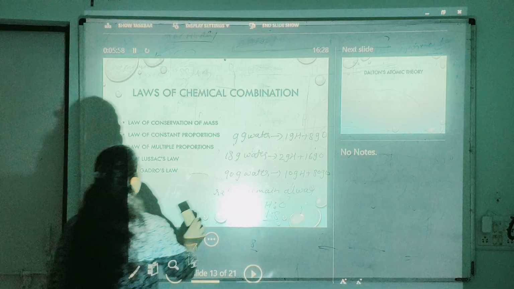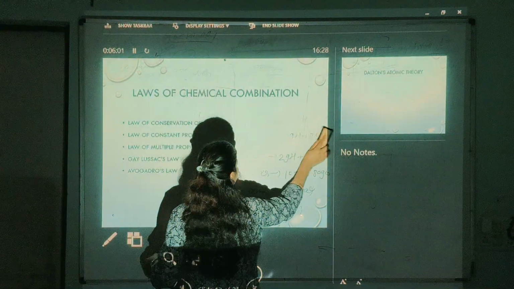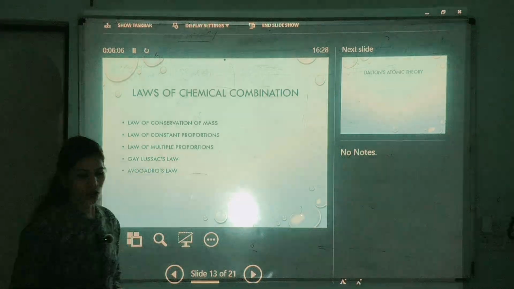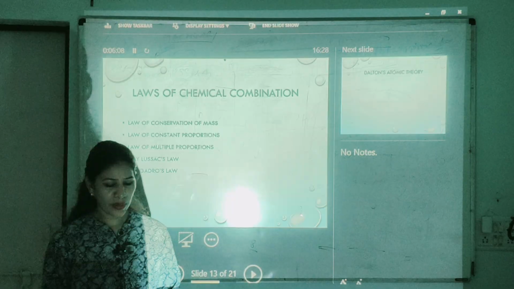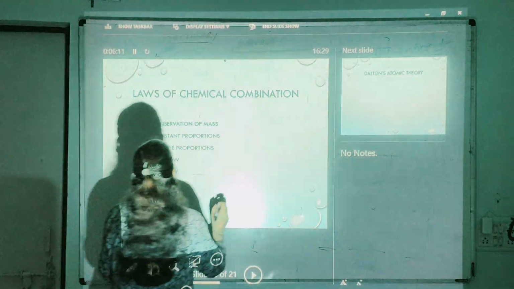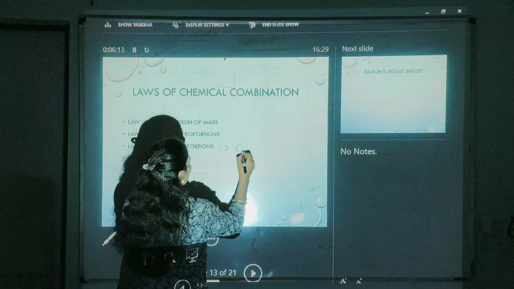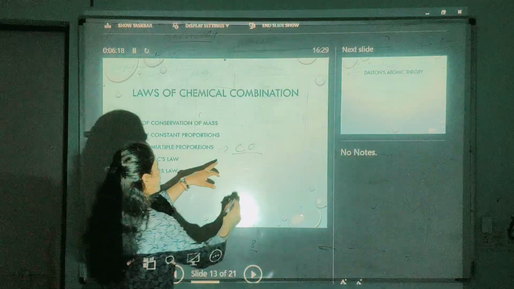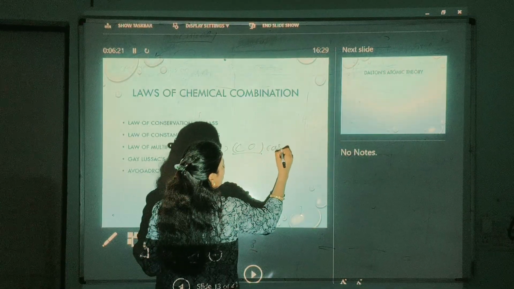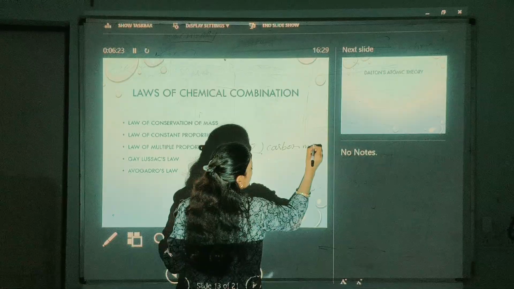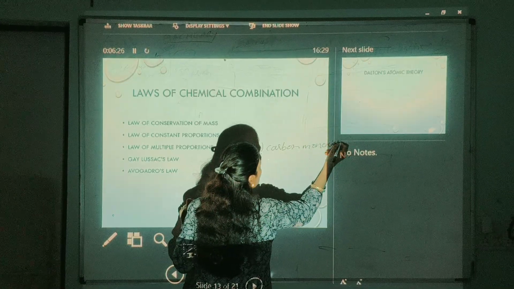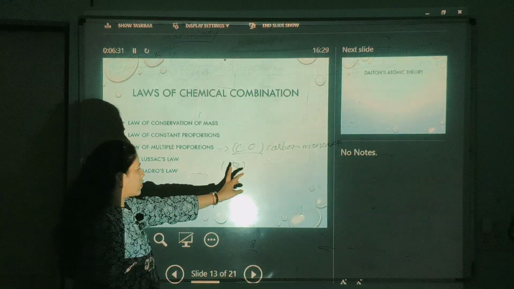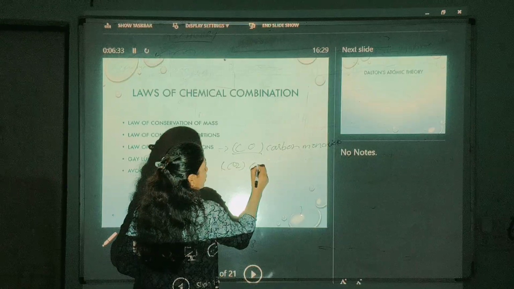Law of multiple proportion, carbon and oxygen. Carbon and oxygen form two compounds. Okay, what compounds will be made here? CO, which is carbon monoxide, and CO2. Two compounds will be made here. CO is carbon monoxide and CO2 is carbon dioxide.